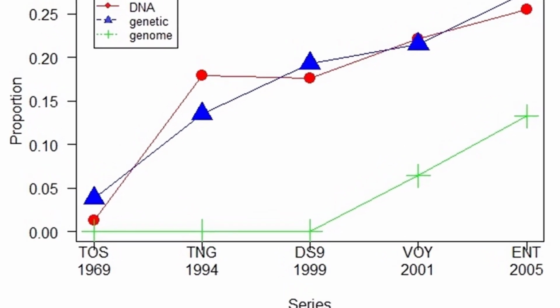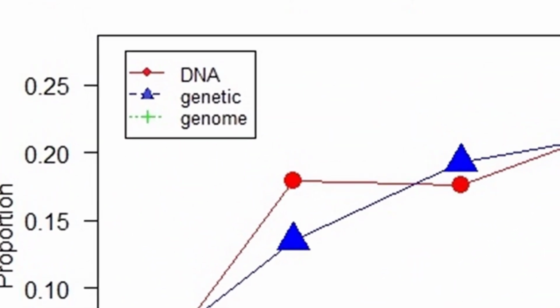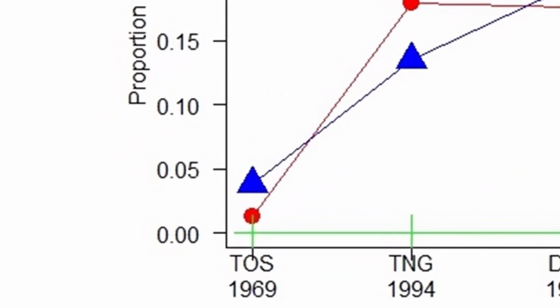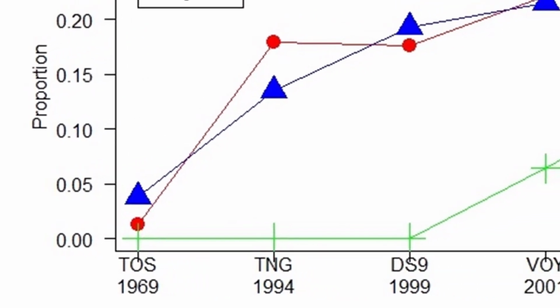This graph shows the usage of the words DNA in red, genetic in blue, and genome in green across the 5 completed non-animated Star Trek series. If we look at the original series on the far left from the 1960s, there's almost no references to DNA or genetics, which makes sense because we hadn't even sequenced DNA yet at that point. As we go to the Next Generation and Deep Space Nine in the early 90s, we see a lot more references to genetics, which again makes sense. There's been a lot of growth in genetics research, a lot of progress in that.